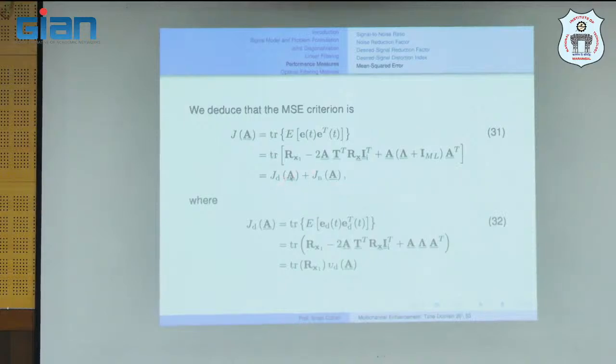We want to get as small as possible distortion, and as small as possible residual noise. But of course, we cannot. If we try to minimize one, the other one will increase. If we try to minimize the noise, the distortion will increase. One comes at the cost of the other. So for the MSE, we try to minimize their summation, their sum. And then we get the Wiener filtering matrix.